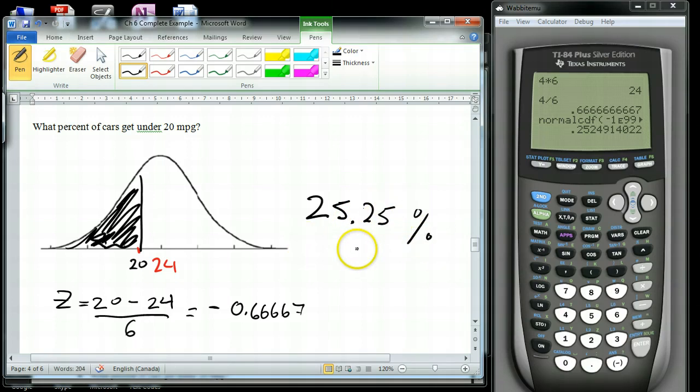25.25%. So according to a normal model, we expect that 25.25% of all cars will get less than 20 miles per gallon. Okay, let's move on.